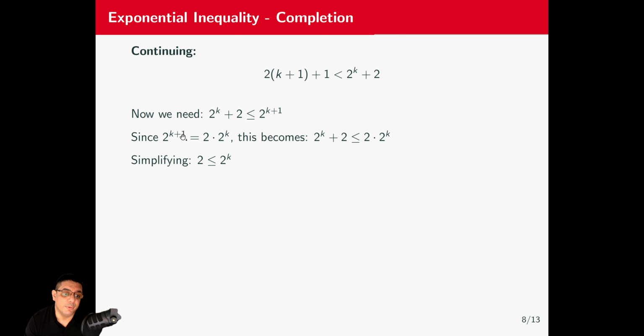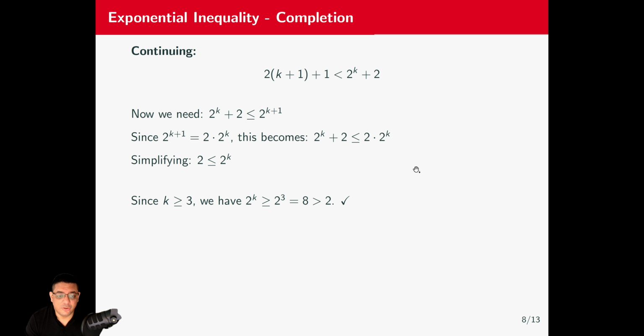Since 2 to the k plus 1 is 2 times 2 to the k, we can just check that this becomes 2 to the k plus 2 less than 2 times 2 to the k. Simplifying this, we simply say that 2 has to be less than 2 to the k. Since k is bigger than 3, we have that 2 to the k is bigger than 2 to the 3, which is 8, and that's bigger than 2. So yes, 2 to the k is bigger than 2. Okay?